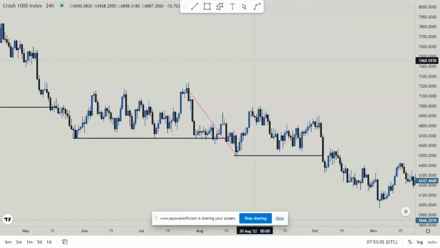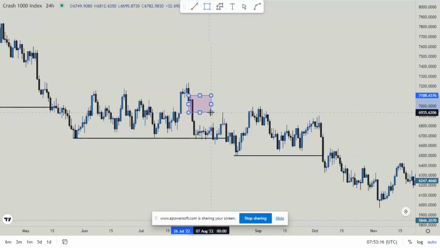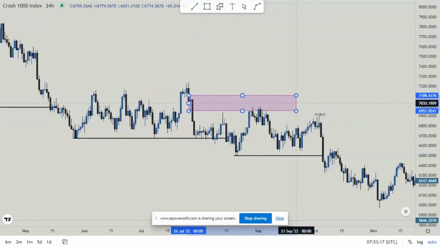So now, what are we interested in? We are interested in where the last opposite candle was. We have a bullish candle here. It's a bullish doji. It is a doji but bullish.